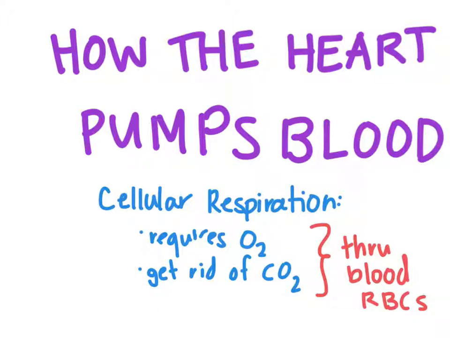Circulation involves the heart and the arteries, and it will bring the oxygen that we get from breathing, and the blood itself will carry it around through the red blood cells, and then it will also carry waste back to the lungs to breathe out.